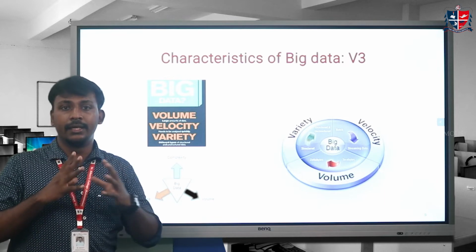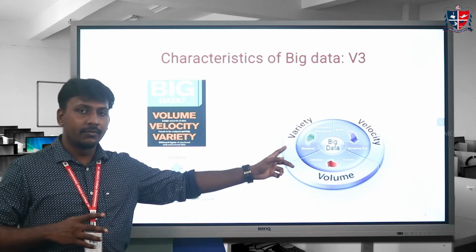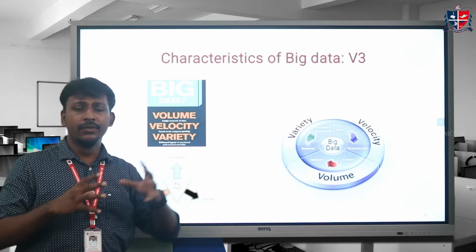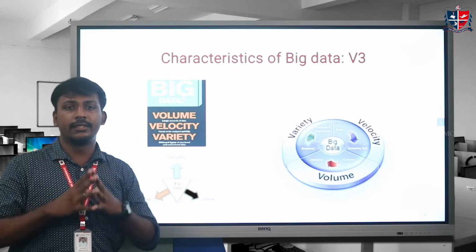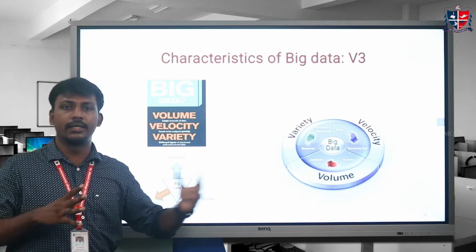Especially it's big data. We are categorizing it into three V's. First one is variety. Second one is velocity. Third one is volume. We are categorizing big data into three categories. And how and why do we classify data into three categories?